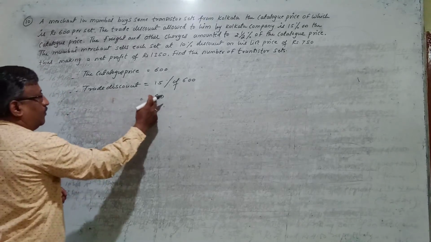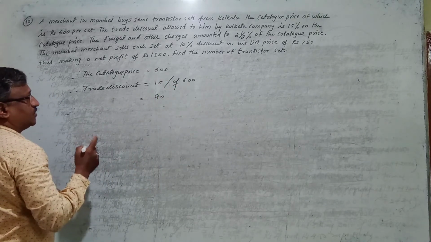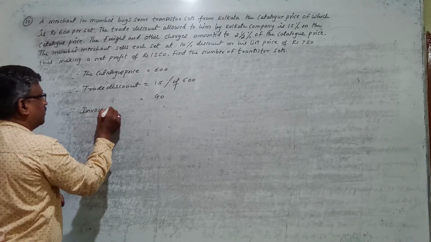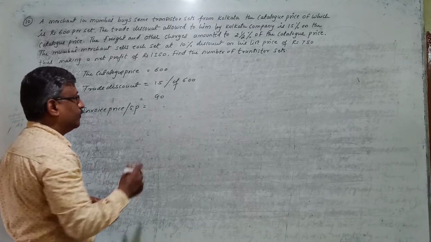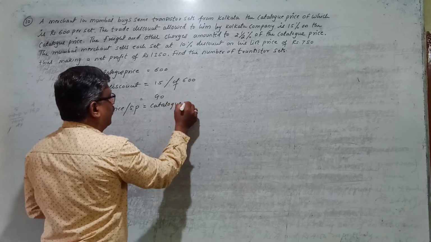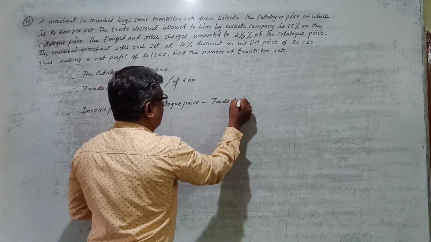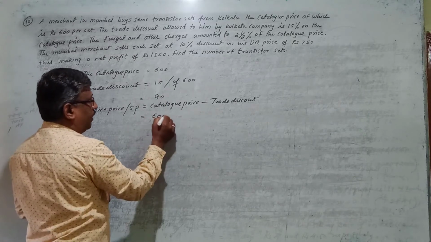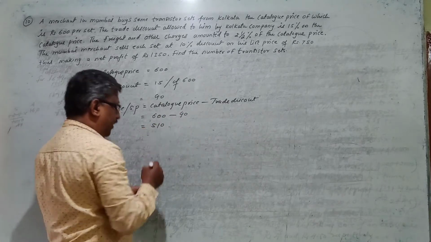So if the Kolkata company is giving 90 rupees discount to the Mumbai merchant, at what price are they selling the transistor set? That selling price we have to find. So that means we have to find the invoice price. The invoice price is also called the selling price of whom? Of the Kolkata company. So how to find it? From the catalog price, you minus the trade discount. So what is the catalog price of the Kolkata company? 600. Minus the discount allowed by the Kolkata company, 90 rupees. So it comes to 510 rupees.